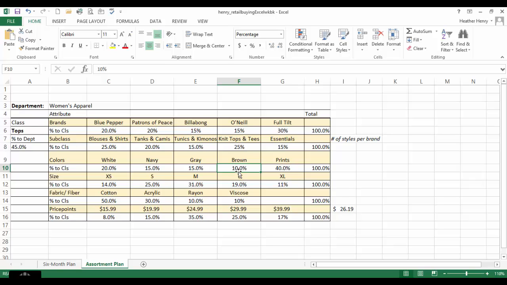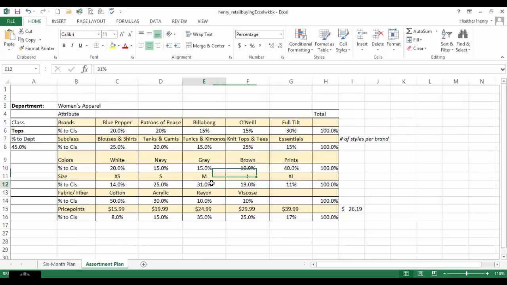Okay. So now what you would do as a buyer after analyzing all of the different areas of the department, this is now pretty much our guide and our assortment plan and how we need to buy. So when we go into market, we will be taking these sheets with us to look at exactly how we need to break down our buys.